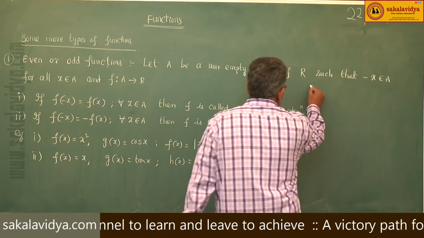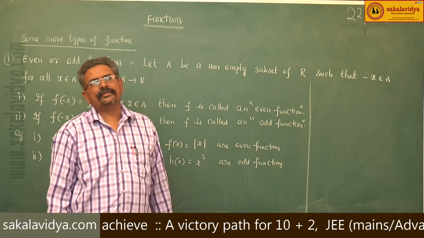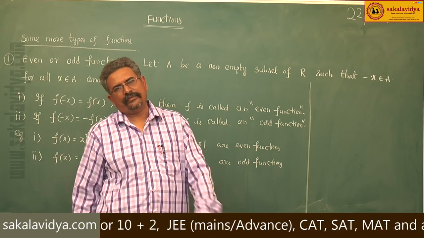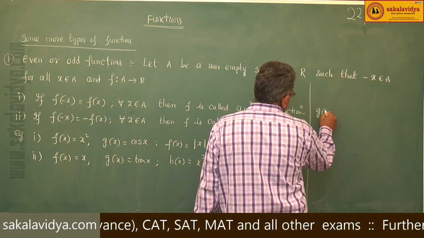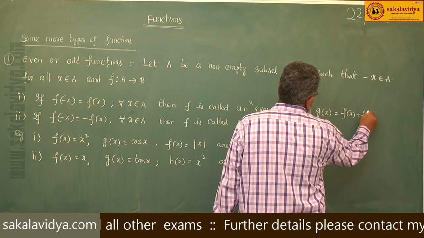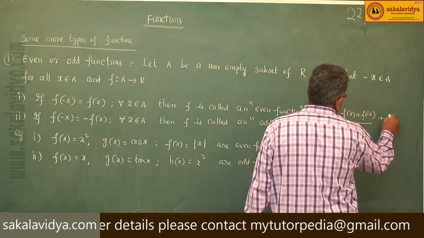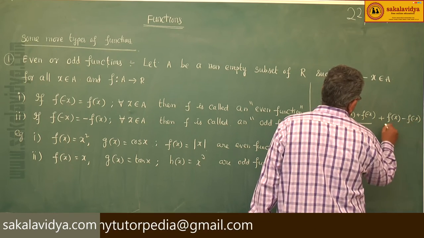Now, any function can be written as the sum of an odd function and an even function. That means, suppose f of x is there, we can write it as f of x plus f of minus x by 2, plus f of x minus f of minus x by 2.